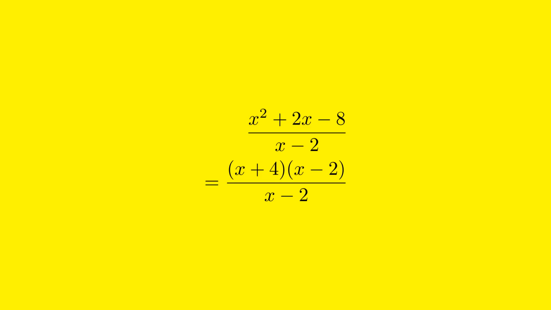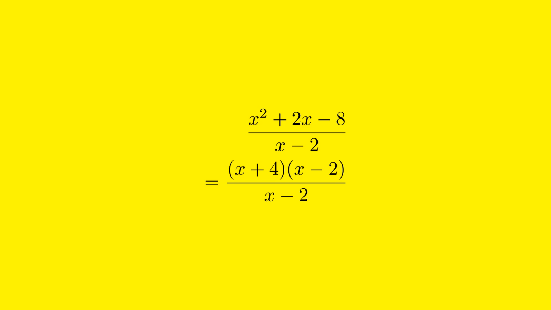Step 1. To begin solving the problem of reducing the rational expression x squared plus 2x minus 8 over x minus 2 to its lowest terms, we first need to factorize the numerator, which is the expression above the division line. The numerator is x squared plus 2x minus 8. When factorizing, we aim to write the quadratic expression as a product of two binomials. A binomial is a two-term expression.